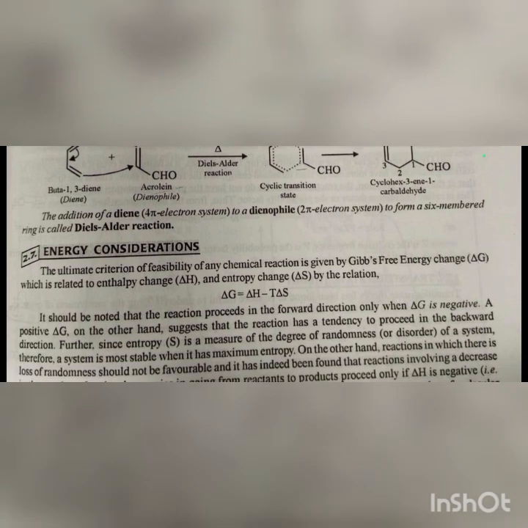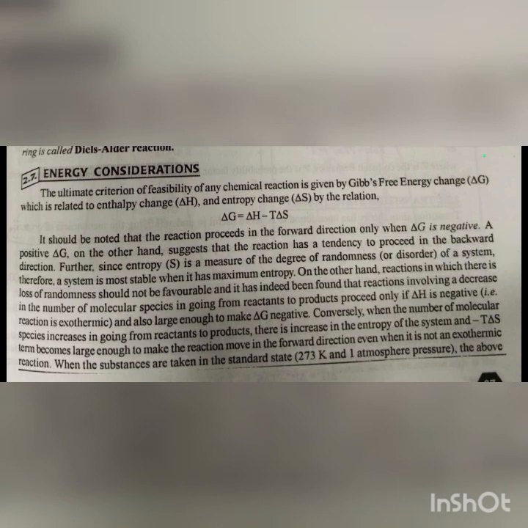The ultimate criterion for the feasibility of any chemical reaction is given by Gibbs free energy, that is delta G, which is related to the enthalpy change delta H and entropy change delta S by the expression delta G is equal to delta H minus T delta S. It should be noted that the reaction proceeds in the forward direction only when delta G is negative, that is, Gibbs free energy is negative. A positive delta G, on the other hand, suggests that the reaction has a tendency to proceed in the backward direction.